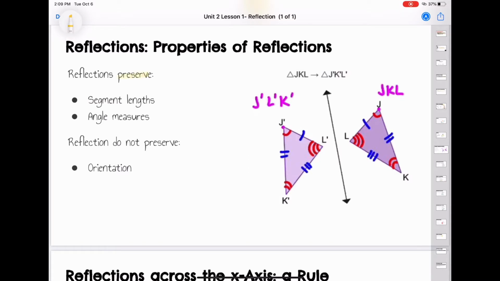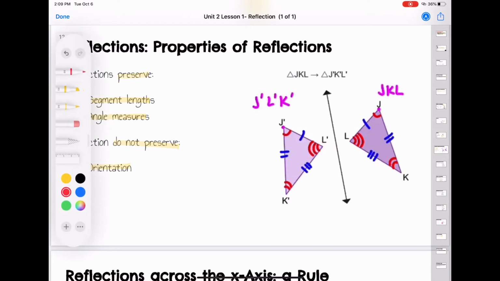We're now going to look at different properties of reflections. Reflections always preserve the segment lengths and angle measures. However, reflections do not preserve orientation. What does this mean? Well, as we can see here, the segment lengths remain the same from the pre-image to the image. The angle measures also remain the same from the pre-image to the image. However, the orientation is different.